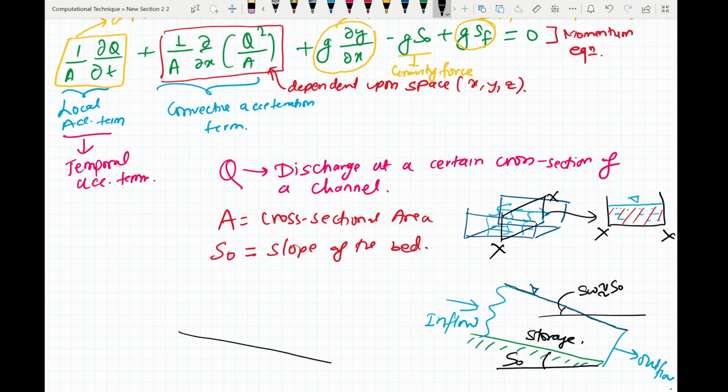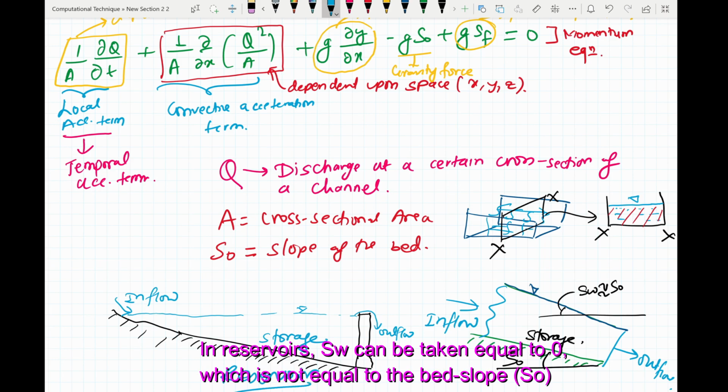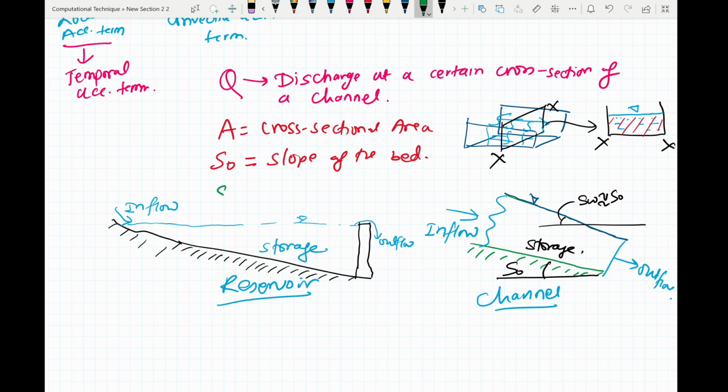In cases of reservoirs, if this was a bed slope and you have your dam here, the water may be filled up to here. Now this will be the inflow, and when this is full, this will be the outflow, and you'll have some storage. This is reservoir, this is channel. Now SF is the slope of energy and G is the acceleration due to gravity.